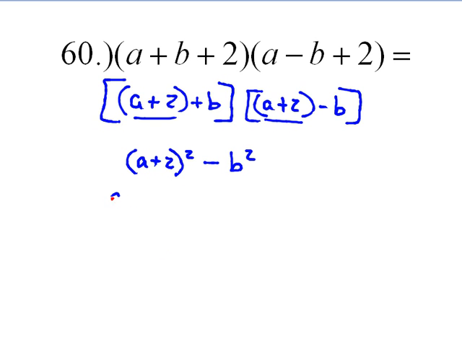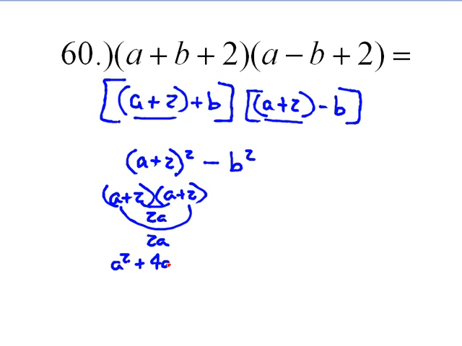Okay, so if we multiply this out, remember I told you I didn't like to memorize that square. I thought it was faster to do our smiley faces. So we're just going to do that very quickly. This becomes a squared plus 4a plus 4. And we bring down our minus b squared. That's our answer. Okay, so remember your algebra.